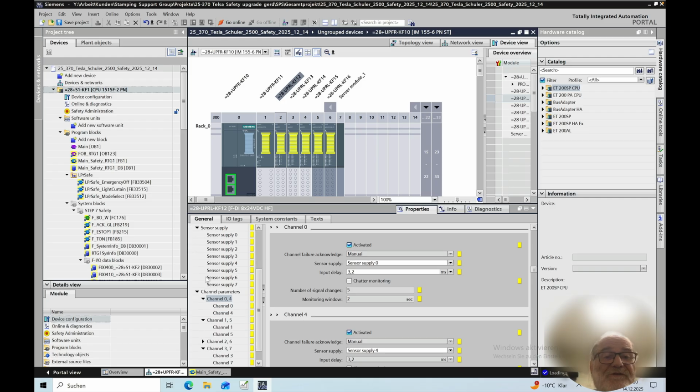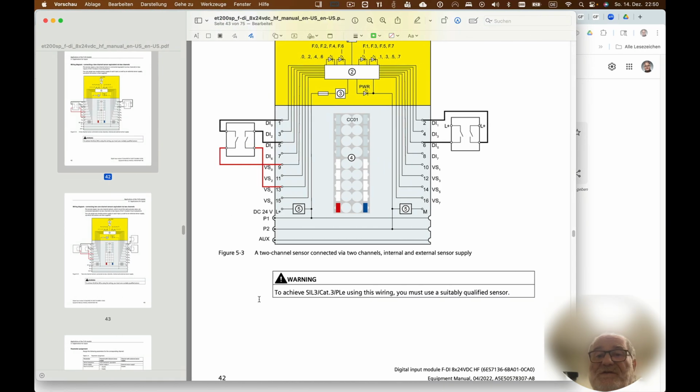Okay, so on the left side here you can see the channel parameters. You always see there is always a pair of channels: 0 and 4, 1 and 5, 2 and 6, and 3 and 7. So always two inputs make one safety channel, and I have a pretty good description from Siemens.